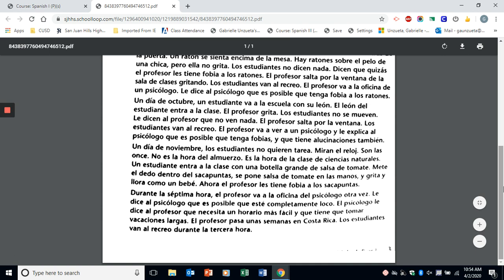One day in November, the students don't want to do any homework. They don't want homework. They look at the clock. It's 11 o'clock. It's not time for lunch. It's time for science class. A student enters into the classroom with a tomato salsa bottle, which would be the same thing as ketchup. A bottle big of sauce of tomato. That would be a big bottle of ketchup. He sticks his finger inside the pencil sharpener. He puts ketchup on his hands and he screams and cries like a baby. Now the teacher has a phobia of pencil sharpeners. Those kids are evil. Jeez.